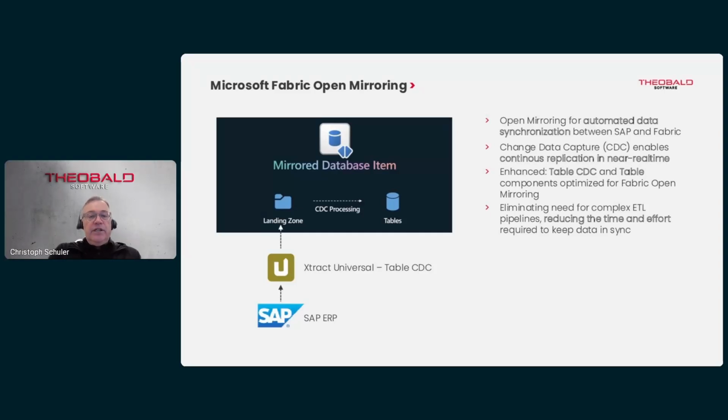And the way it works is, you see on this diagram, once the data is extracted from SAP through a tool like Xtract Universal, it will be replicated into what Microsoft calls a landing zone. And we provision the data in a specific format that Microsoft understands and can work with. And then Microsoft can replicate this data into actual tables in the mirrored database.